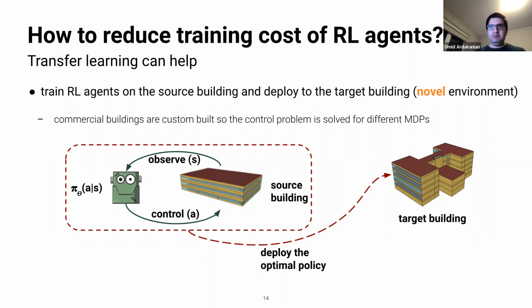But in practice, this idea doesn't work because we have different state and action spaces in the two buildings. We may have a different number of control points or a different number of sensors in our target building. As a result, the policy that you learn in the source building cannot be readily transferred to the target building. So that is proposal one.